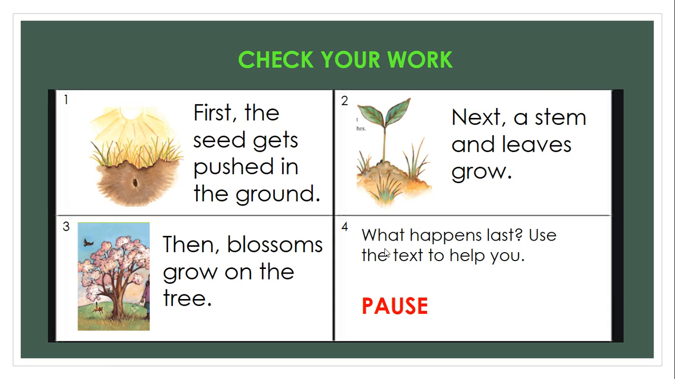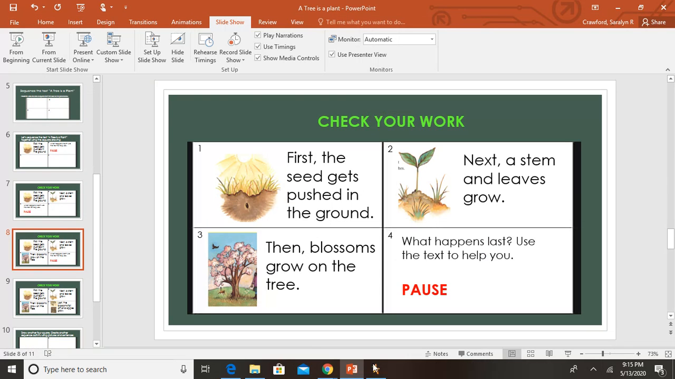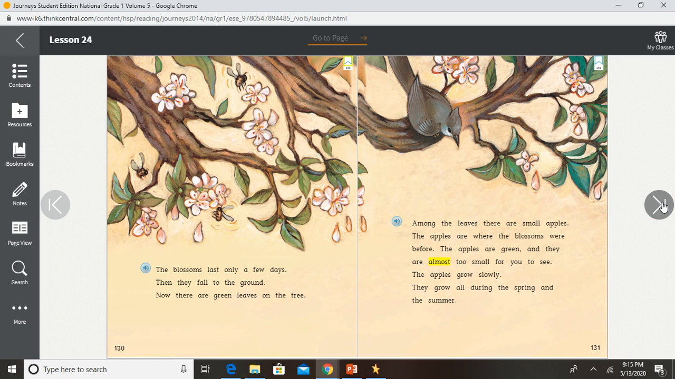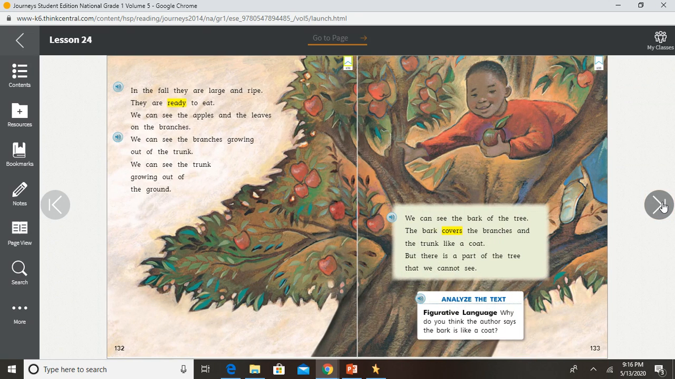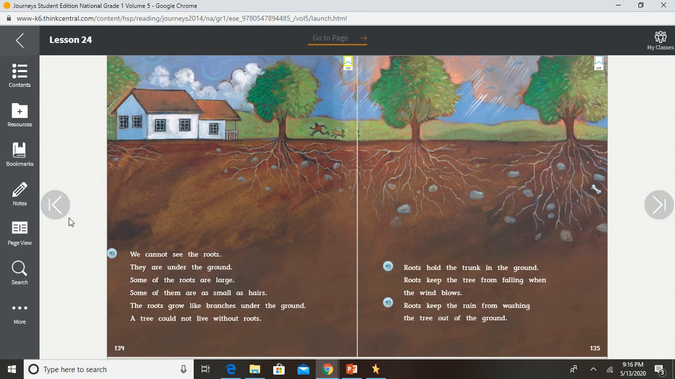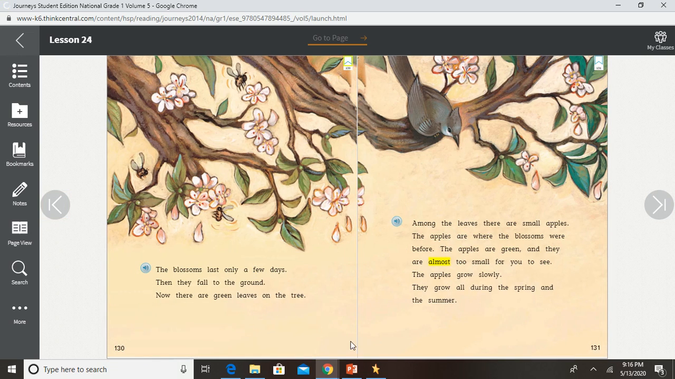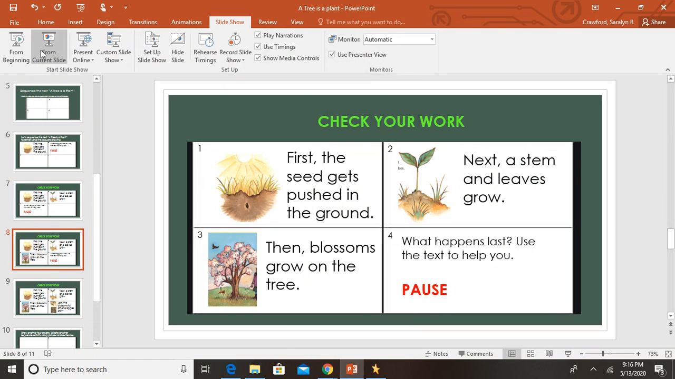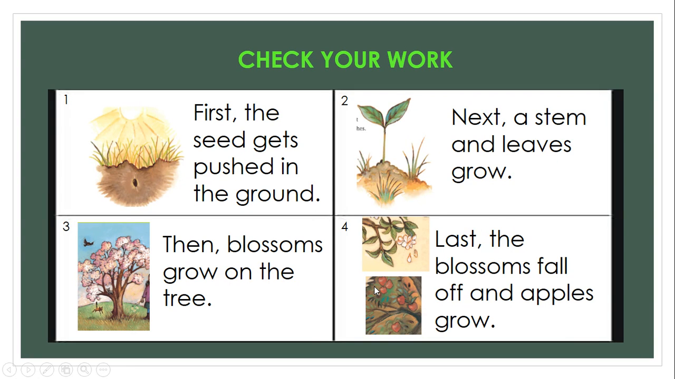And then in our last square, what I want you to do is think, what happens last? So let's look back. Pause as you need to. And I want you to think, what happens next or last? I want you to write it or draw it to help you. And I wrote, last, the blossoms fall off and apples grow. Did you get that right? Awesome.